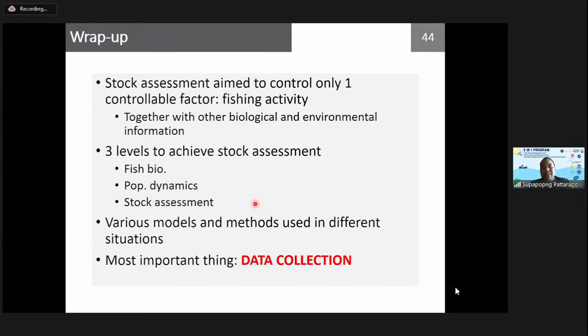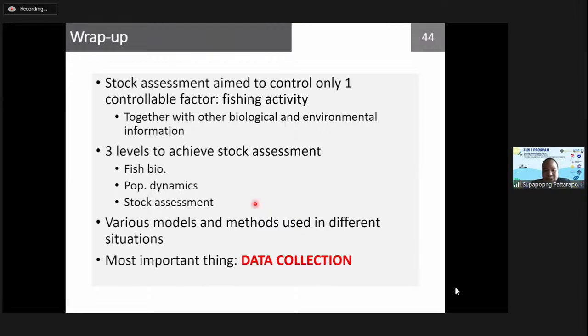So, to wrap up. Stock assessments aim to control the only controllable factor, which is the fishing activities, together with other biological and environmental information, so we can make good decisions. There are three levels to achieve fish stock assessment. First, you should have knowledge of fishery biology. Next, you should understand population dynamics. Then, lastly, you can achieve the fish stock assessment. And if you gain more experience, you can become a master in this field.